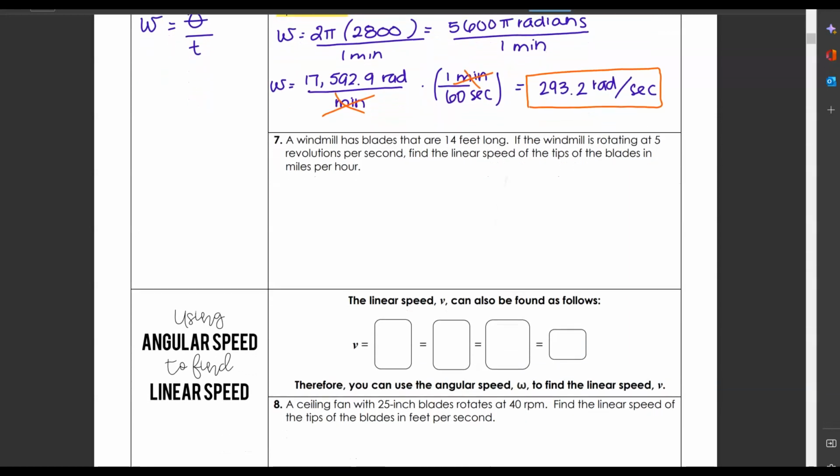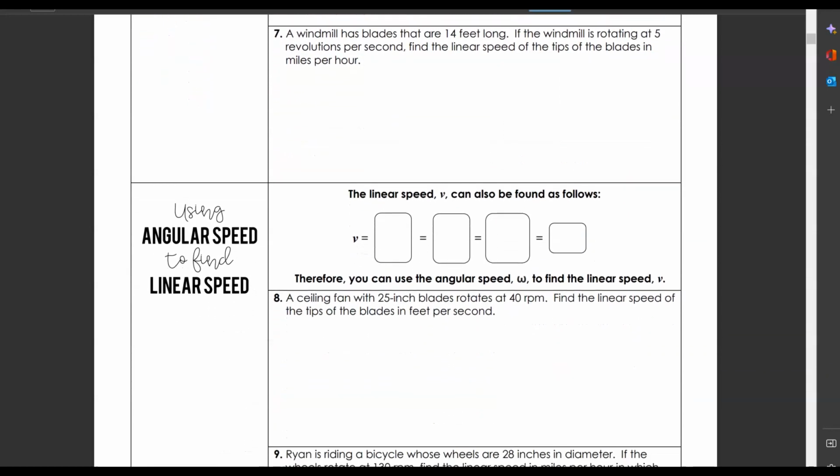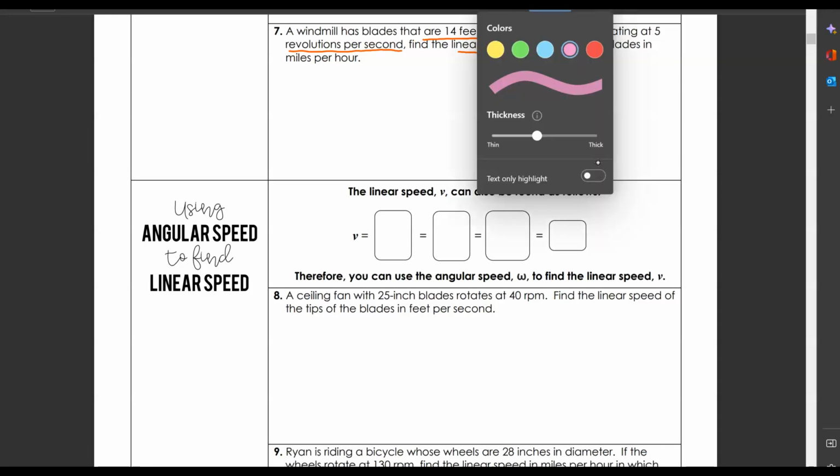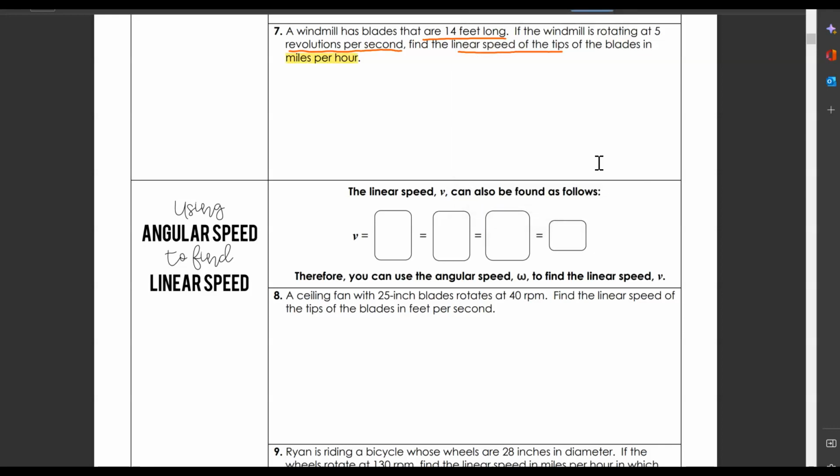All right, let's take a look at number 7. A windmill has blades that are 14 feet long. If the windmill is rotating at 5 revolutions per second, which is actually really fast, find the linear speed of the tips of the blades in miles per hour. So we're really looking for miles per hour instead of revolutions per second. Let's get started.